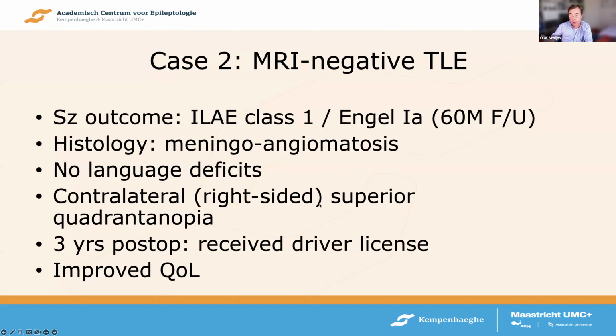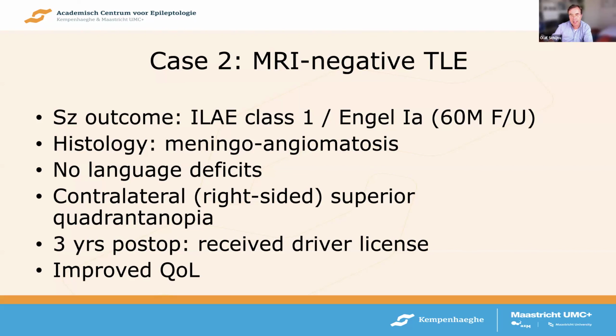He had a contralateral right-sided superior quadrantanopia, so that's quite normal when you go far dorsally in the temporal lobe. 3 years after surgery, he received his driver license back. He was very happy, and he told us that his quality of life was quite improved. So that was the second case. This was a very much more complicated case than the first one.